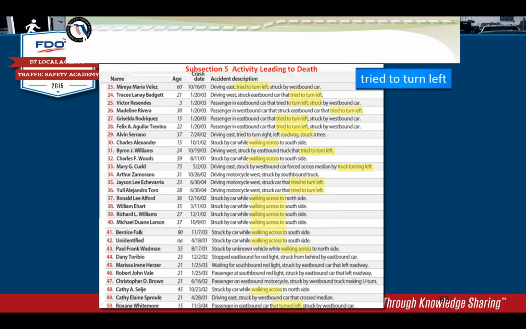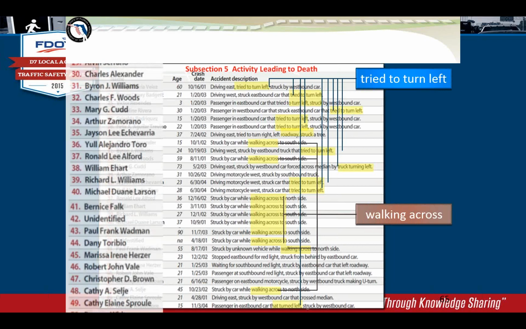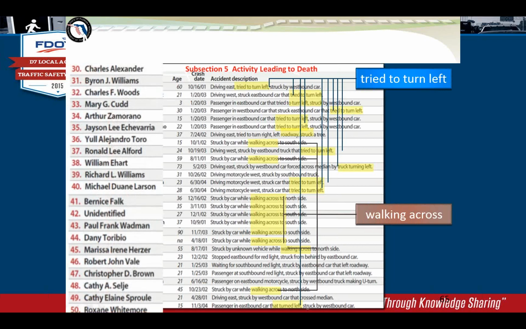But what was very telling to me, not only their names and ages, but what they were trying to do when they were hit and died. And there it is, mostly trying to turn left or walking across. And, you know, the use of the people's names was a very powerful tool for the newspaper article.